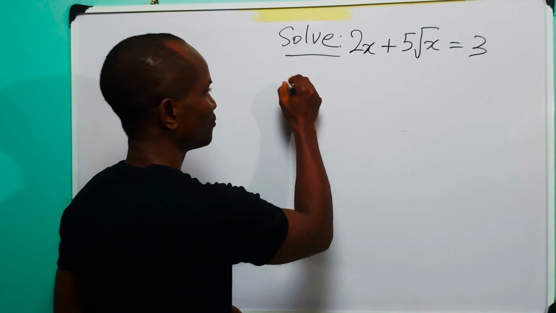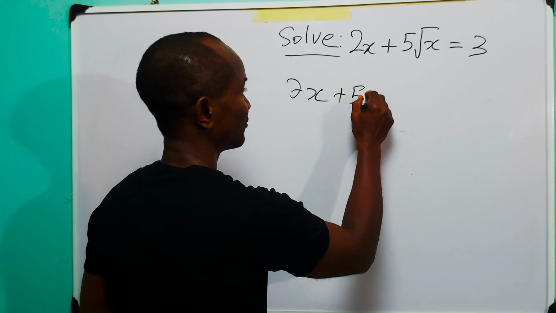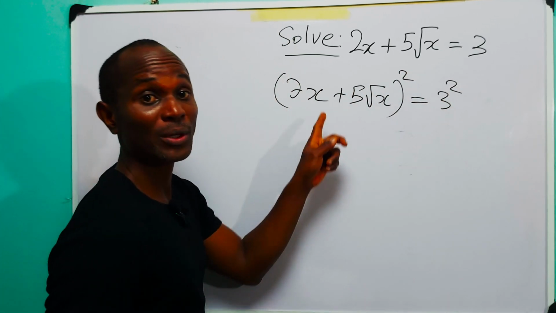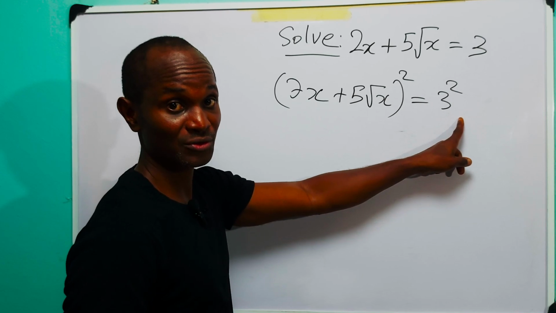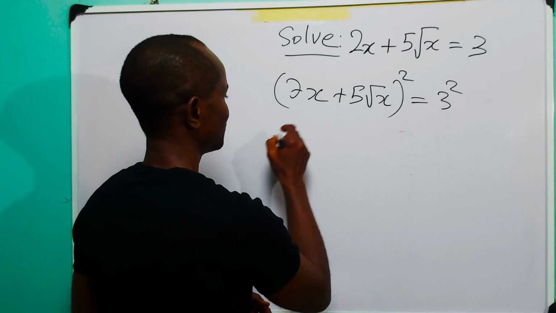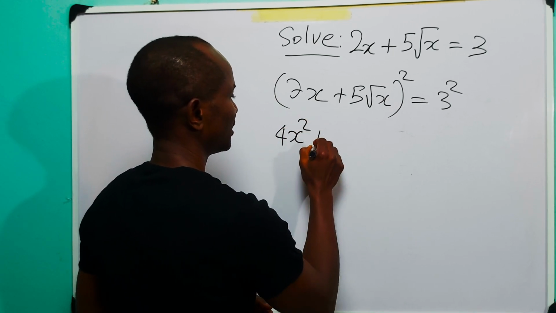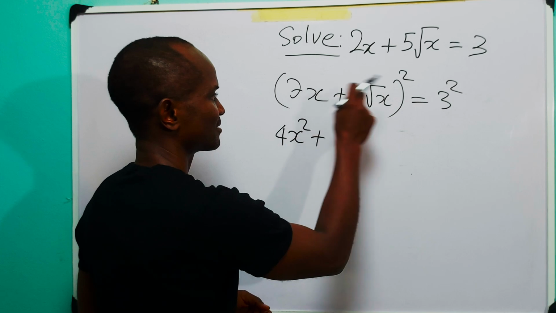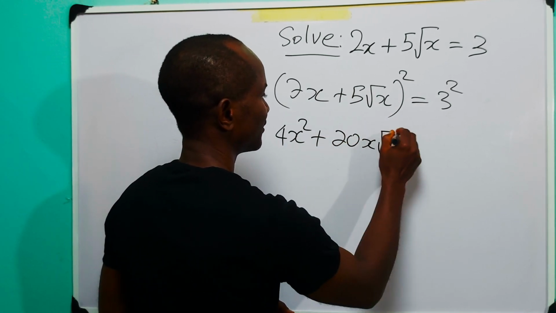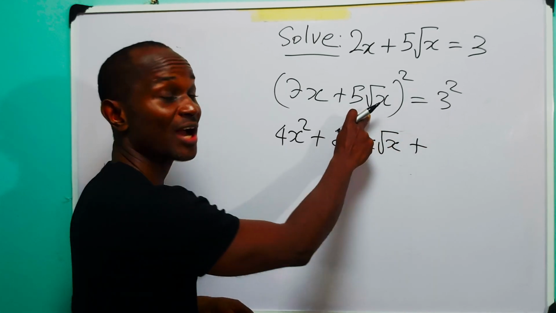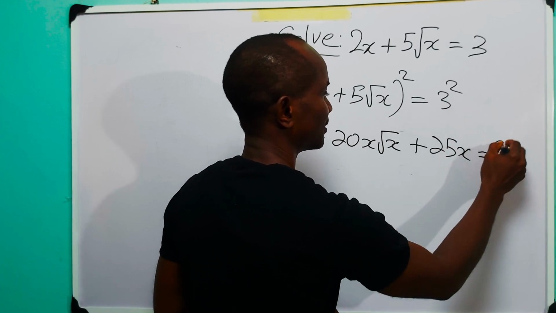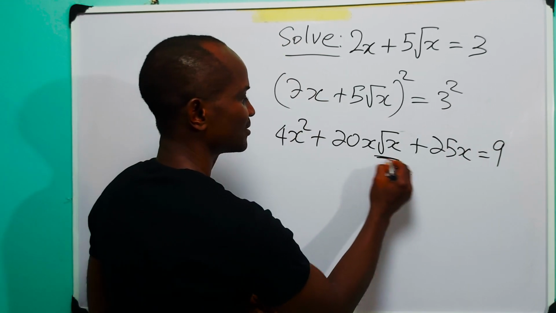What do I mean? If we were to do (2x plus 5 root x) squared is equal to 3 squared, because remember, whatever you do to one side of the equation, you must do to the other side to keep things balanced. If we were to do this, we would have 2x squared, which is 4x squared, plus 2 multiplied by 2x multiplied by 5 root x, which gives us 20x root x, plus 5 root x squared, which is 25x, is equal to 9. You can see that we still have this.